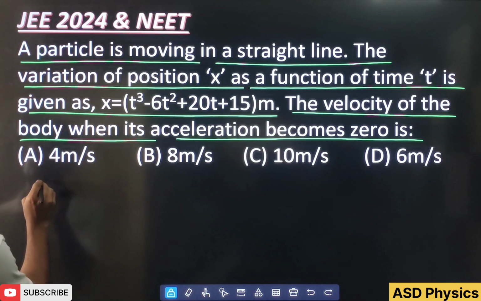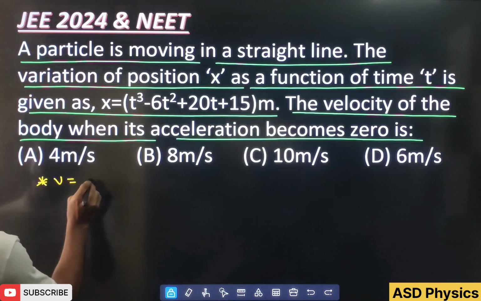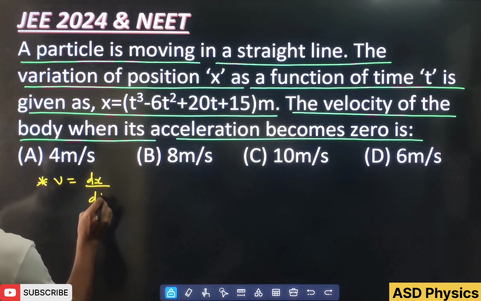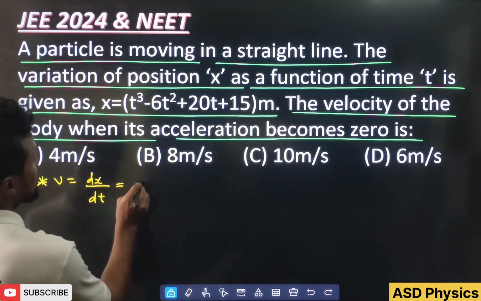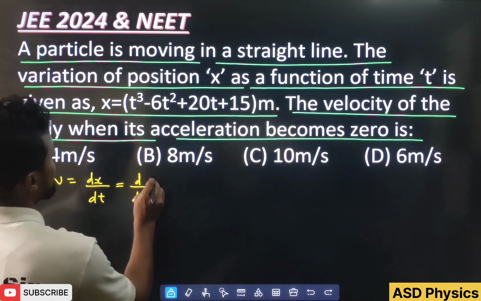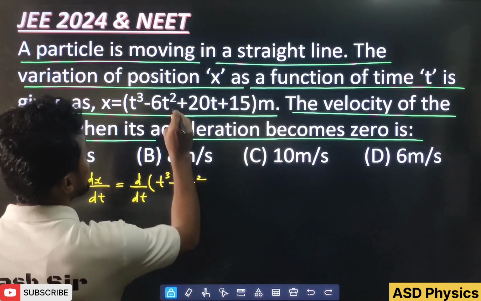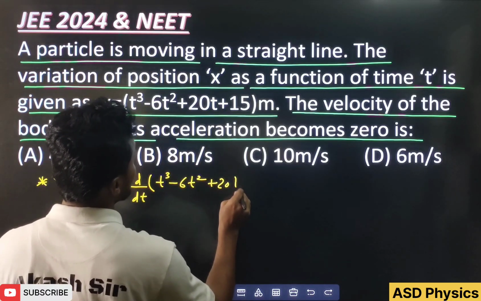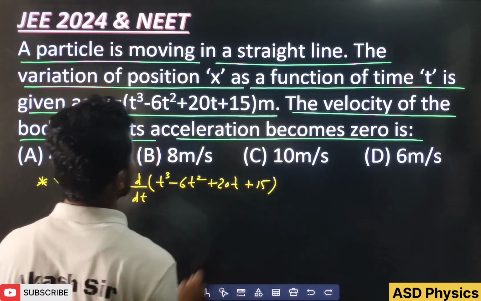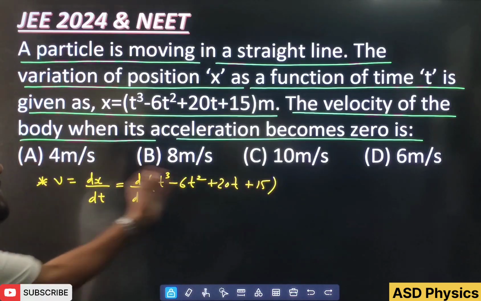So remember that here, first I am going to calculate the velocity. Velocity is given by dx by dt. Okay, so see here, let me write it first one time. d by dt of t cube minus 6t square plus 20t plus 15. Now check it one time, mistake should not happen, otherwise the mistake will carry everywhere.